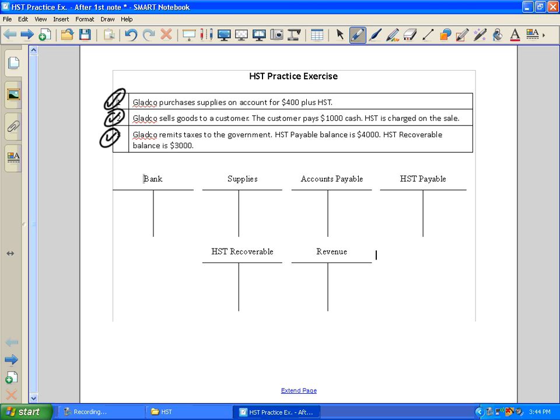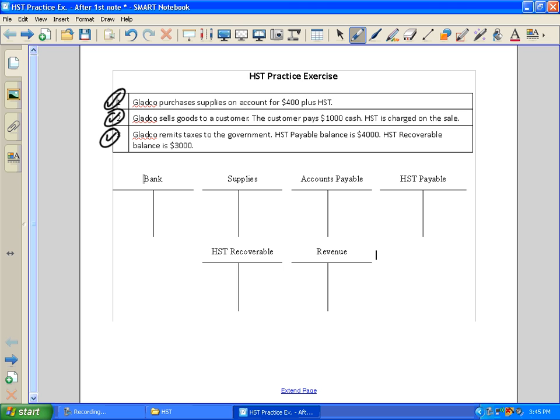So you're basically remitting, giving your HST information to the government, whether you get a refund or you owe the government money and you have to pay them some HST. That depends on the balances of the HST payable and recoverable accounts, which we're going to get to in just a few minutes. So we're going to start with the purchases.